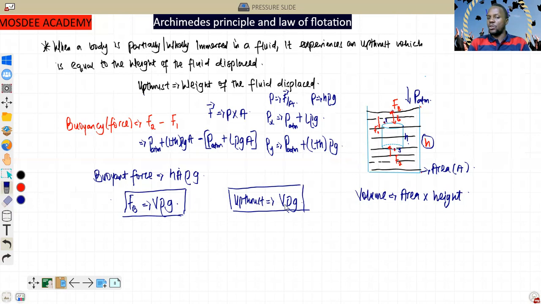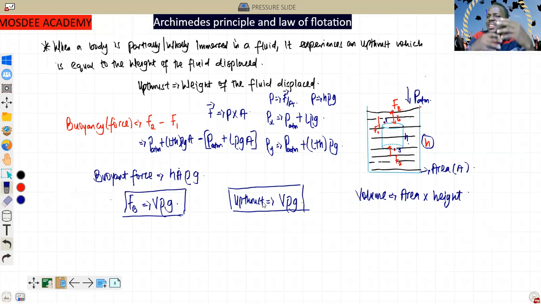So if it is just volume submerged, say if 1/2 of it is submerged, it will be 1/2 of the volume. If the volume is 10, and we are told that only 1/4 of the body is submerged, it will be 1/4 multiplied by the volume. Do you understand? Because what Archimedes states is that sometimes it can be partially and sometimes wholly submerged. So it is not every time. The formula does not change. V rho G is the formula for upthrust or buoyant force.